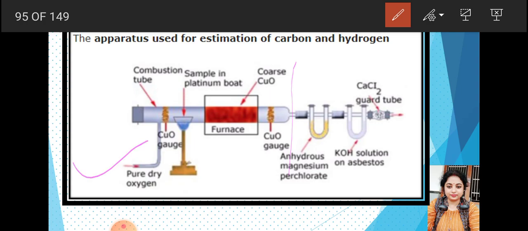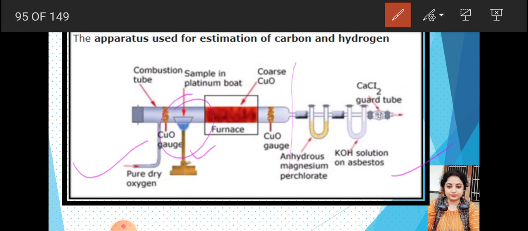It is then cooled and connected with the absorption apparatus. After heating properly, it is now connected to the absorption tower. The other end of the tube is opened for a while, and the boat containing the weighed organic compound is introduced. The tube is again heated strongly till the whole of the organic compound is burnt up.